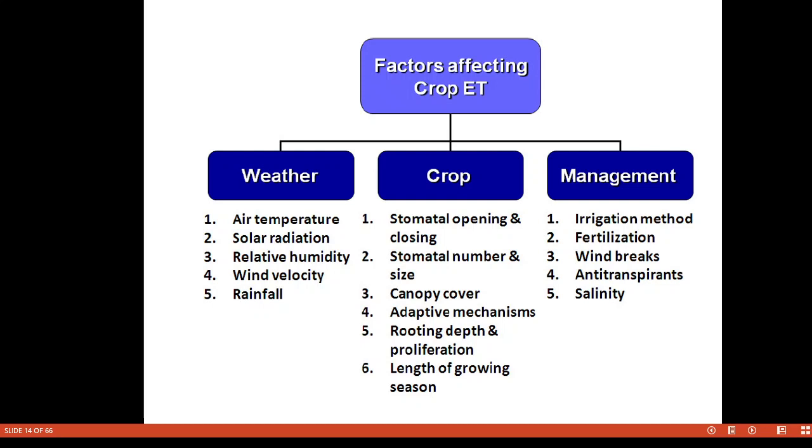If you look at the crop, you look at the stomata opening and also closing, stomata number and also size, canopy size, the adaptive mechanism of the crop, root depth and also proliferation and also length of the growing season. When a stoma is closed, there is no transpiration from the leaves, and this will also affect the evapotranspiration. And when you have a lot of stomata on the upper side, there is an increased transpiration, which also increases the amount of water being evaporated into the atmosphere.